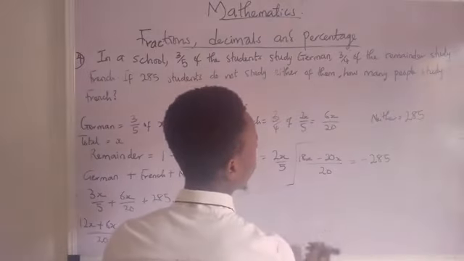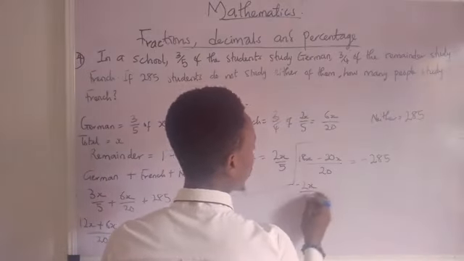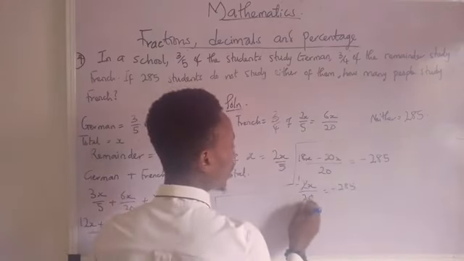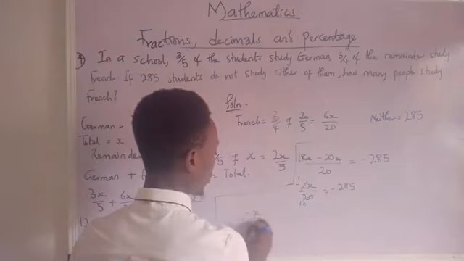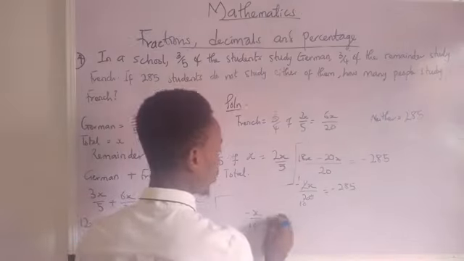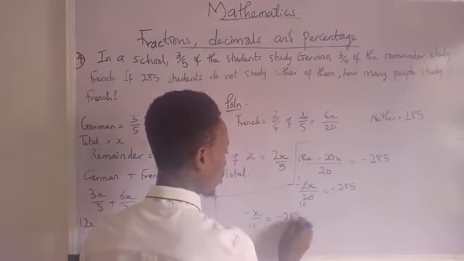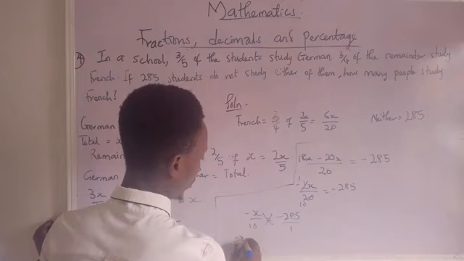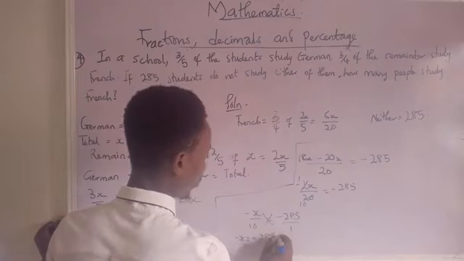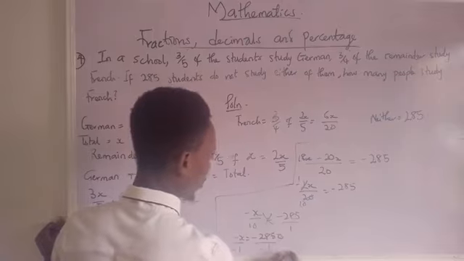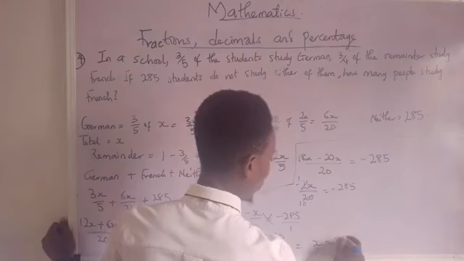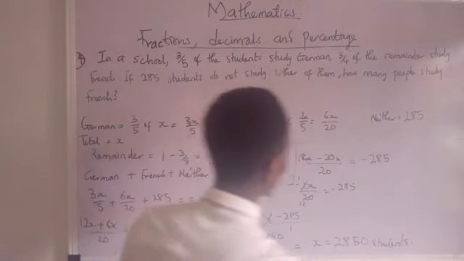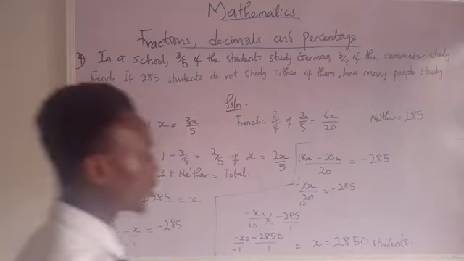Moving further, 18x minus 20x will give us minus 2x over 20 equals minus 285. Now, 2 here 1, 2 here 10. Minus x over 10 is equal to minus 285. You can cross multiply. So, we will have minus x is equal to minus 2850, divided by minus 1 on both sides. This will give us x is equal to 2,850 students in total.